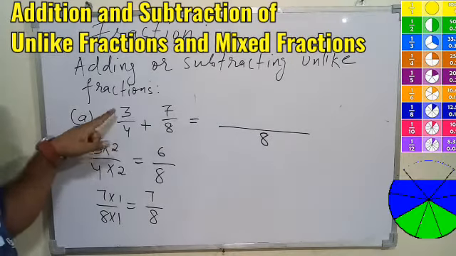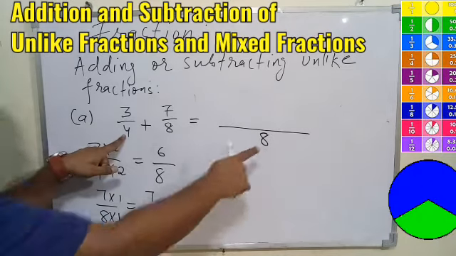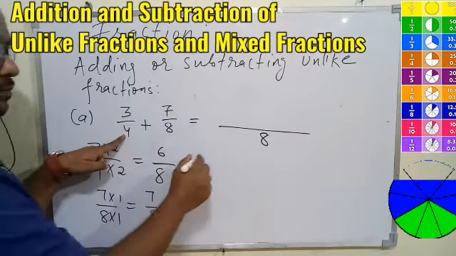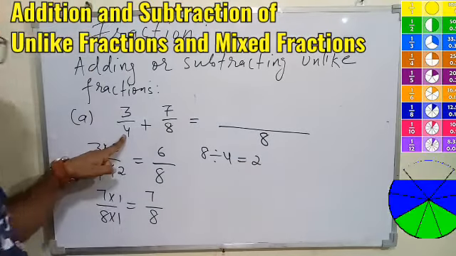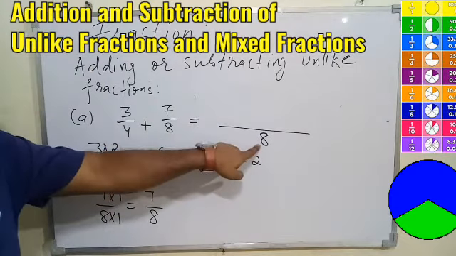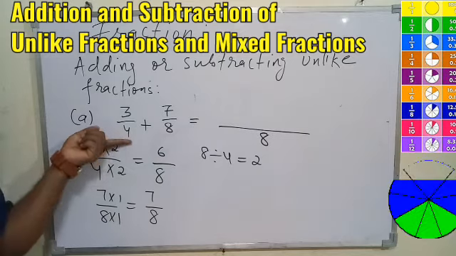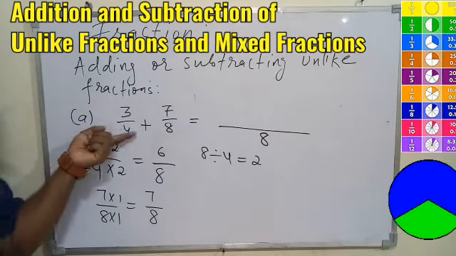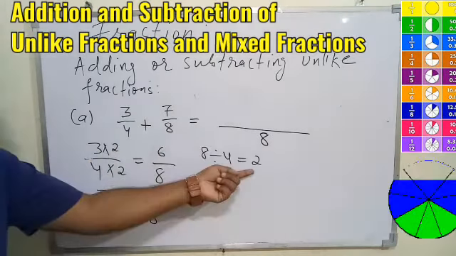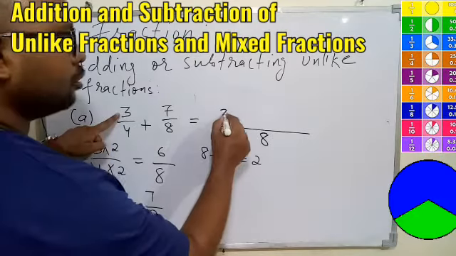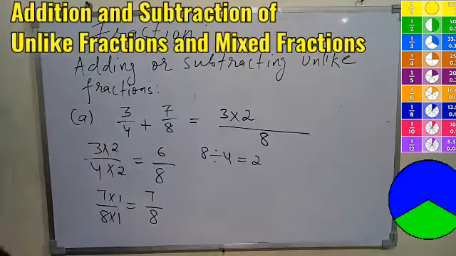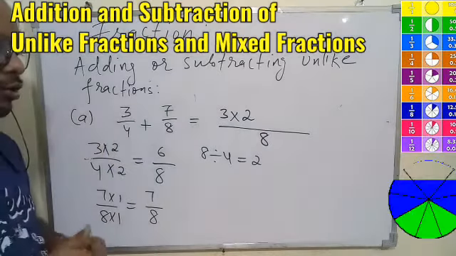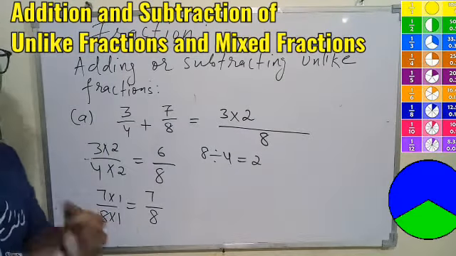Now what you see here, 8 will be divided by 4. Then how much will we get? 2. So whatever LCM we got, divide that LCM with the denominator of the first fraction, that is 8 divided by 4. How much are we getting? 2. And with the numerator of the same fraction, multiply this number. So this is another method. Overall we are doing the same thing but in a different way.